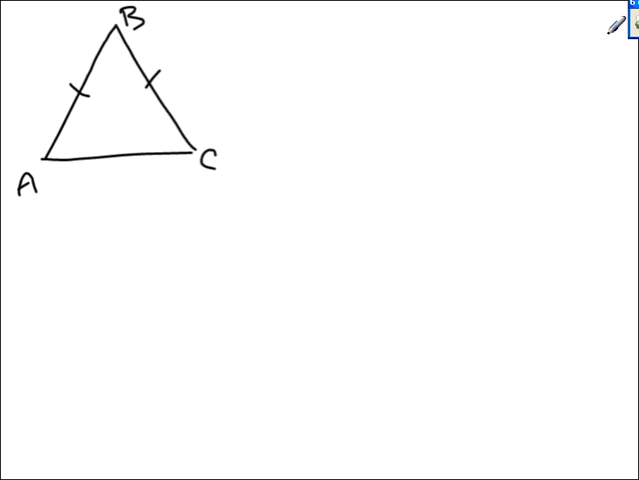Earlier, I made the statement that if you have an isosceles triangle, that is, if you have a triangle, call it triangle ABC, where two sides are equal, then angle 1 and angle 2 are in fact equal. We're going to prove that. So we have this theorem.